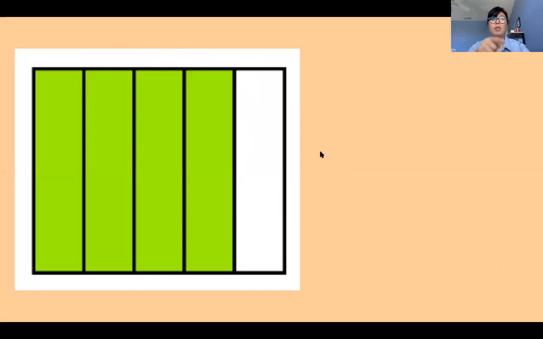Press pause. I want you to try this. Grab a paper and pen. Before I do this, I want you to try it. The first thing you ask is, how many equal parts are there? And that will be your denominator.